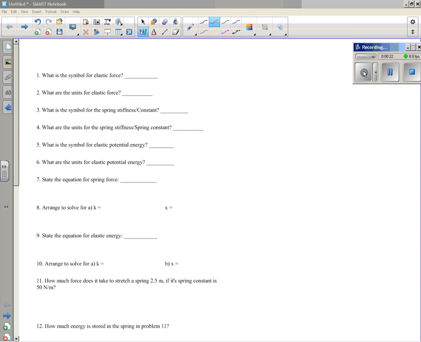The symbol for elastic force is simply Fe, force with subscript e for elastic. The units on any force is newtons. The symbol for the spring stiffness, or spring constant, is little k, and the units for that are newtons per meter that you stretch or compress that spring.